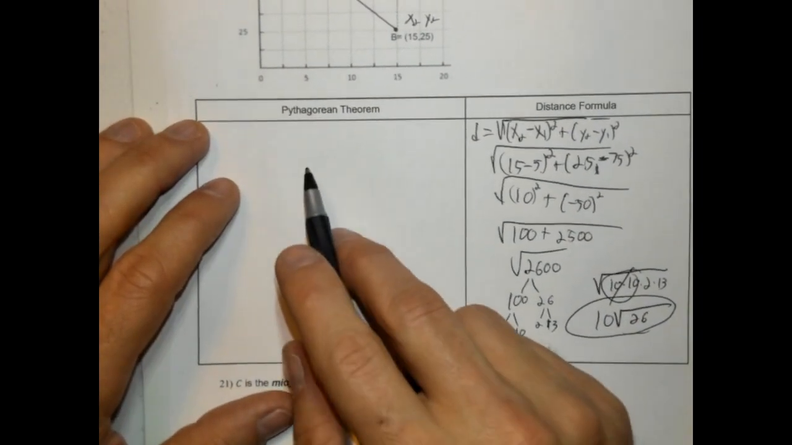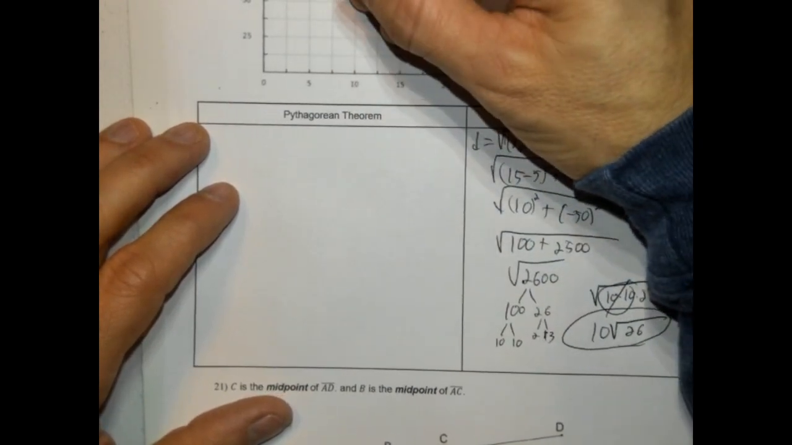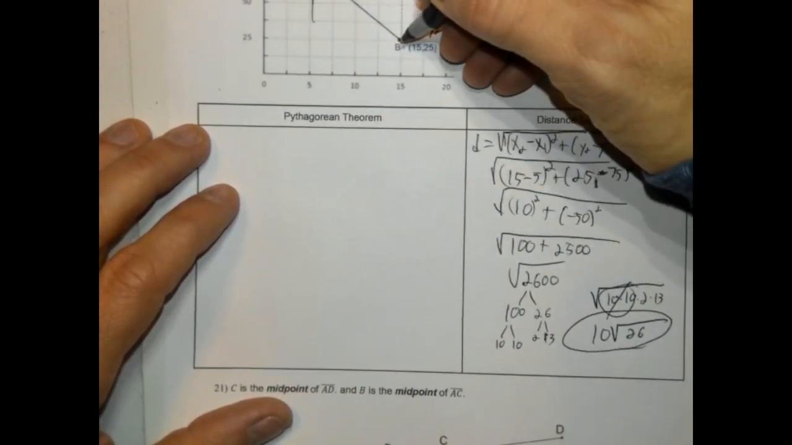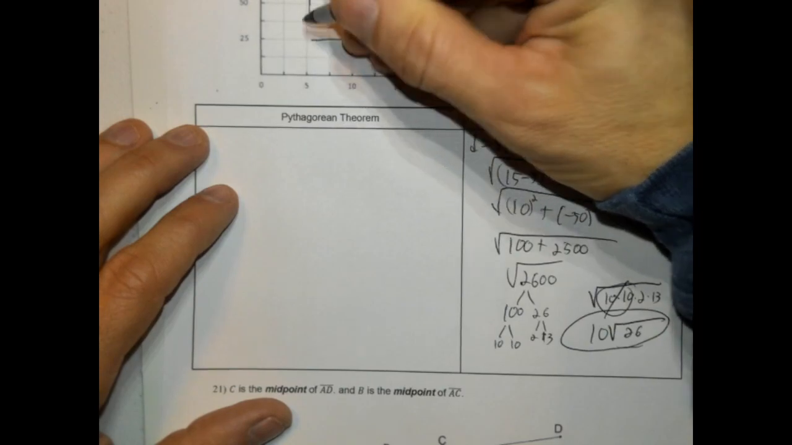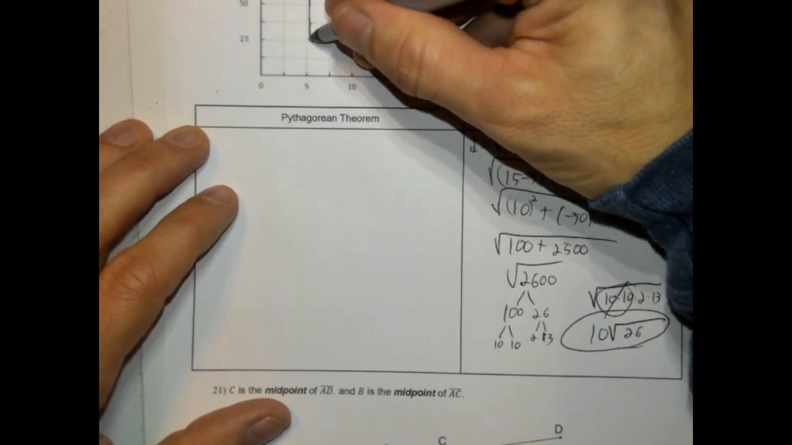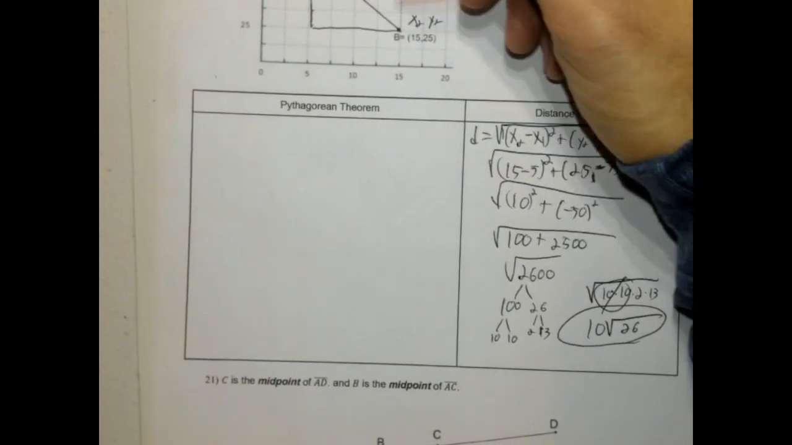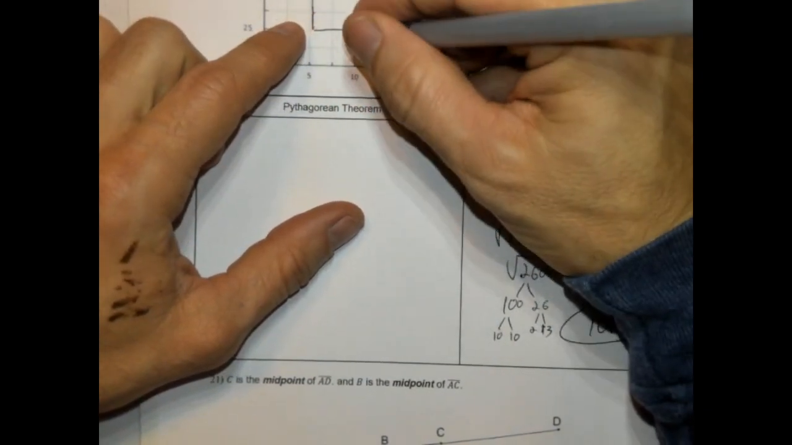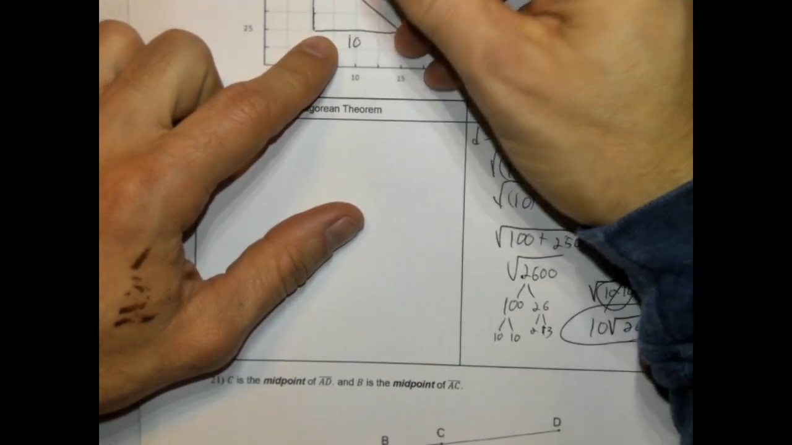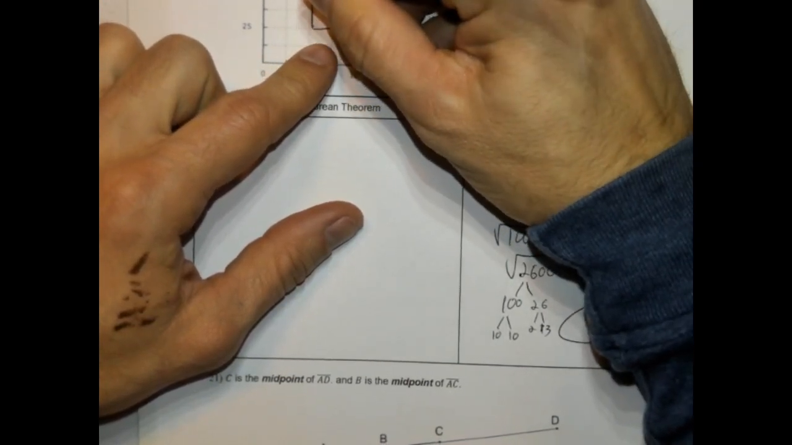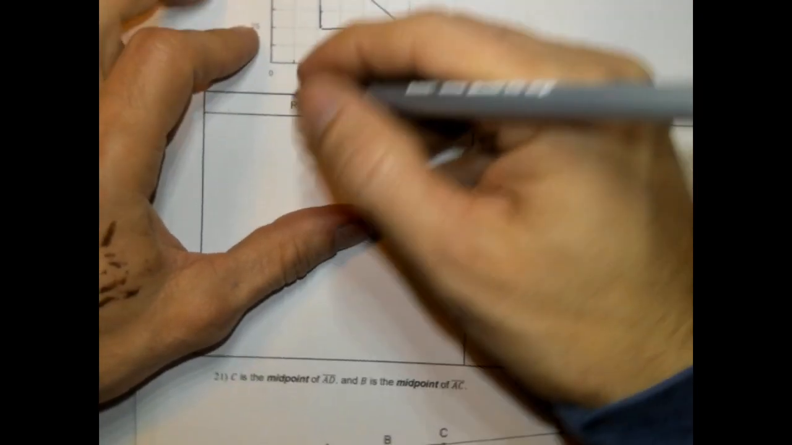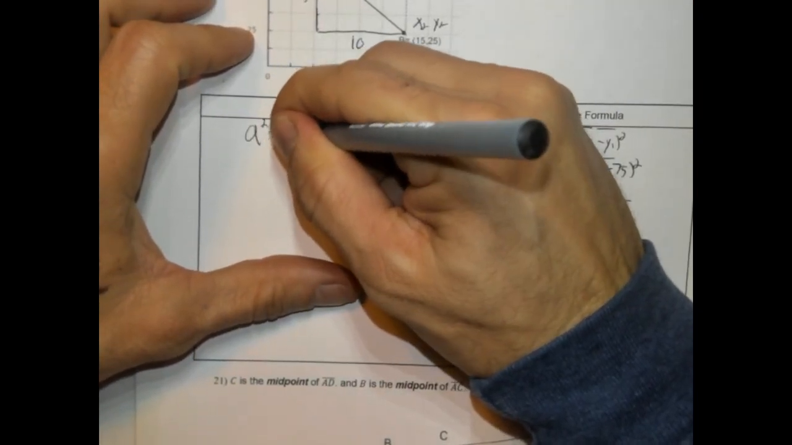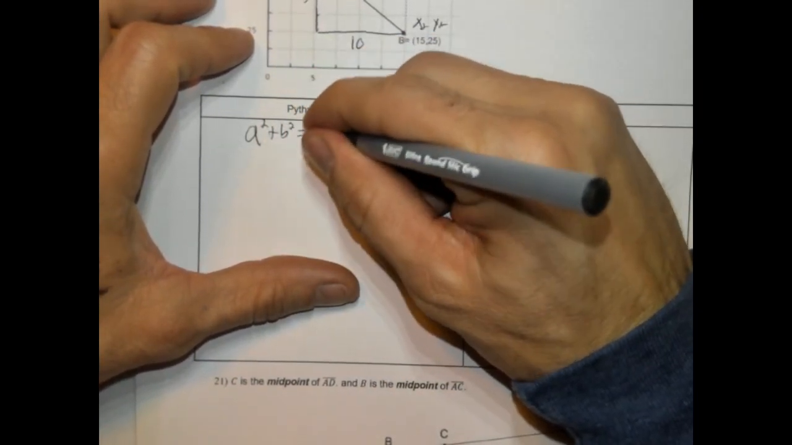Pythagorean Theorem. Yeah, this is the one I like a little better here. So, let's calculate the distance here. From 5 to 15, this length is 10. From 25 to 75, that's 50. So, a squared plus b squared equals c squared. Good old Pythagoras.